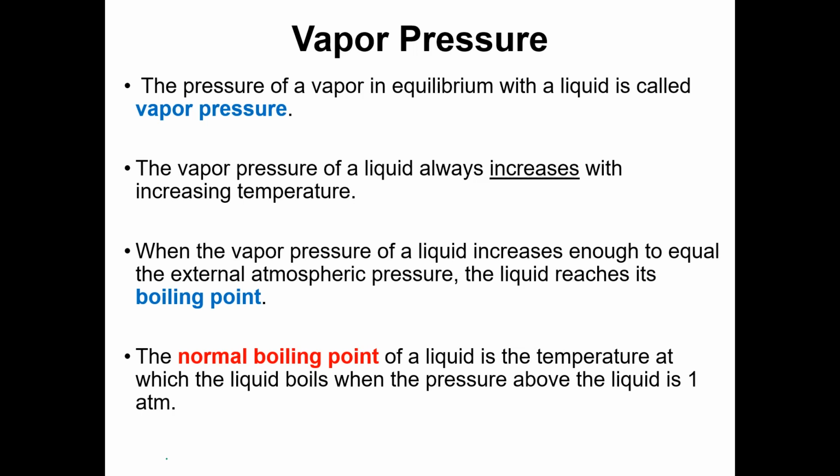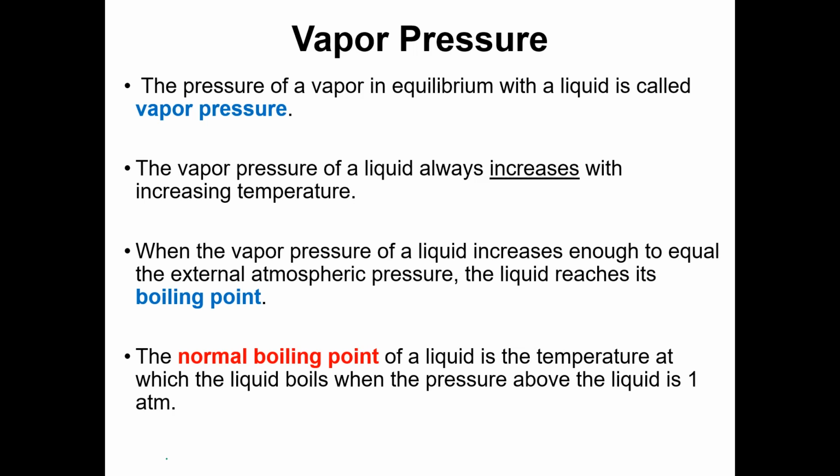But once we've reestablished equilibrium, we will have more particles in the vapor phase at the higher temperature than we did at the lower temperature. So because we've got more particles, we're going to increase the vapor pressure. If you increase the vapor pressure high enough that you equal the atmospheric pressure, that's the point at which the gas particles have enough energy that they can escape and go off into the atmosphere. So once we've reached that point, we call that the boiling point.